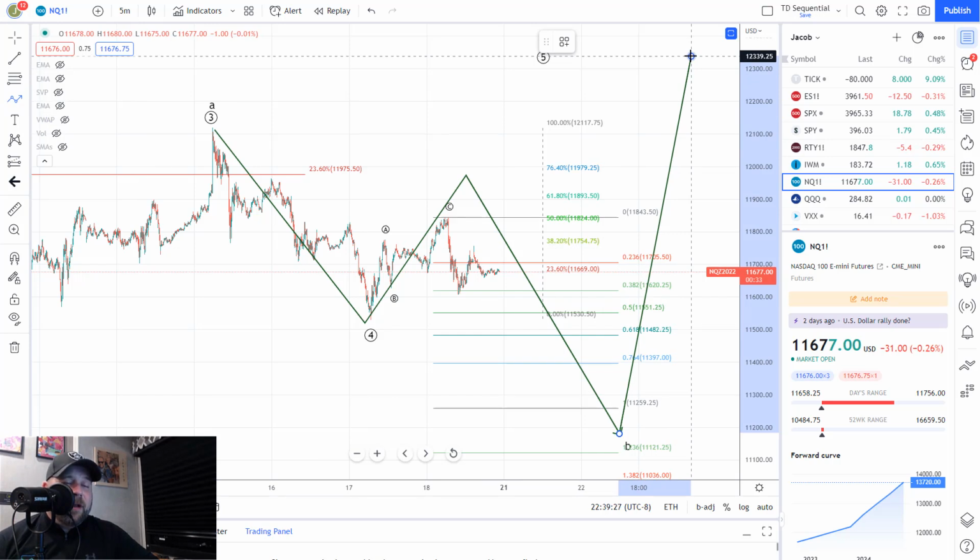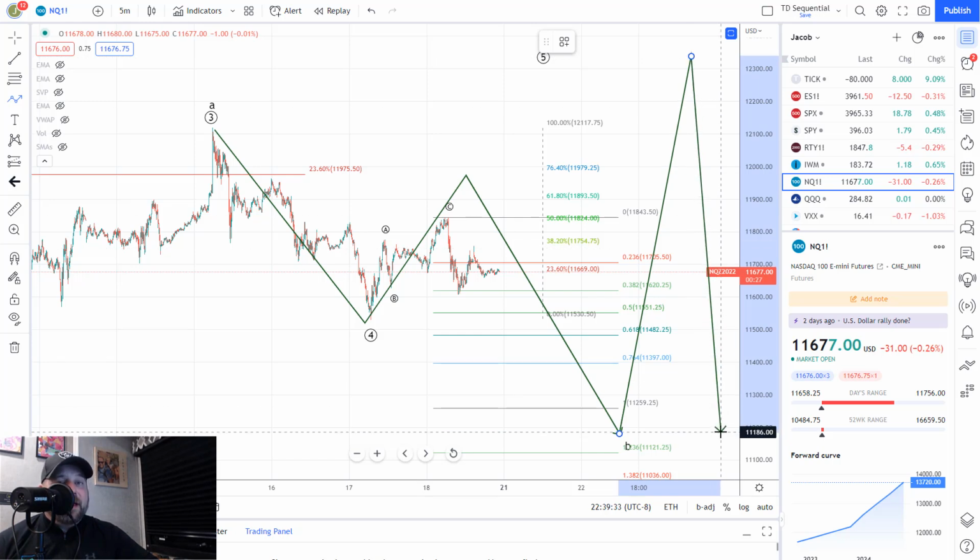And then from there, we'll see what kind of pullback we get, just like on the ES. But it does look like we're set up for a nasty sell-off there. And that sell-off could take us as low as 5,000 on the NQ. So that's the bigger term picture of what we're looking for right now.